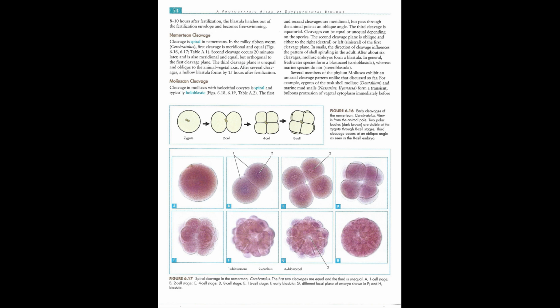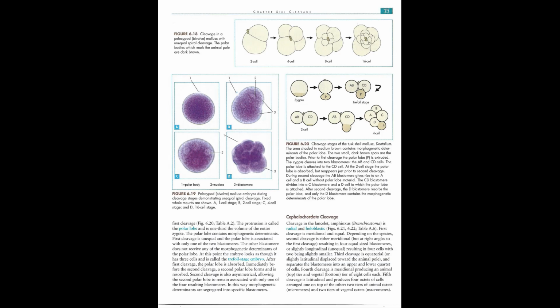Several members of the phylum Mollusca exhibit an unusual cleavage pattern unlike that discussed so far. For example, zygotes of the tusk shell mollusk, Dentalium, and marine mud snails, Nassarius, Ilyanassa, form a transient, bulbous protrusion of vegetal cytoplasm immediately before first cleavage, Fig 6.20, Table A.2. The protrusion is called the polar lobe and is 1/3 the volume of the entire zygote. The polar lobe contains morphogenetic determinants.